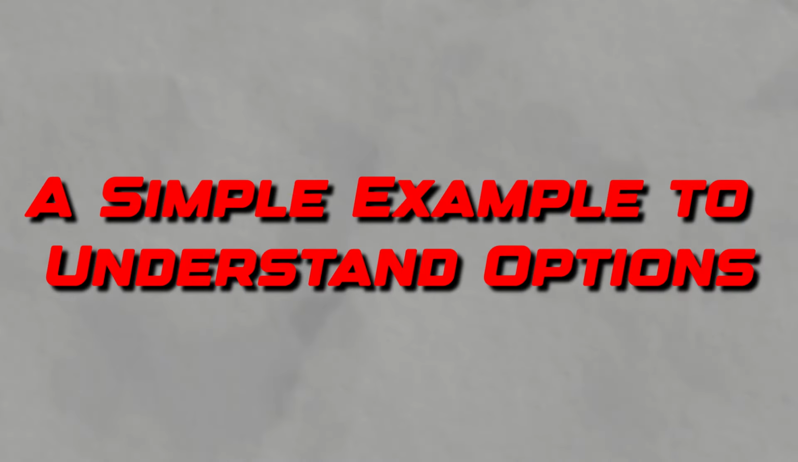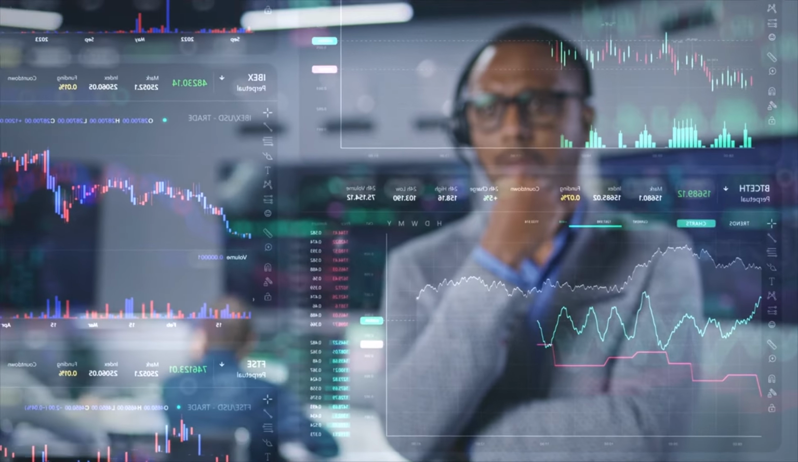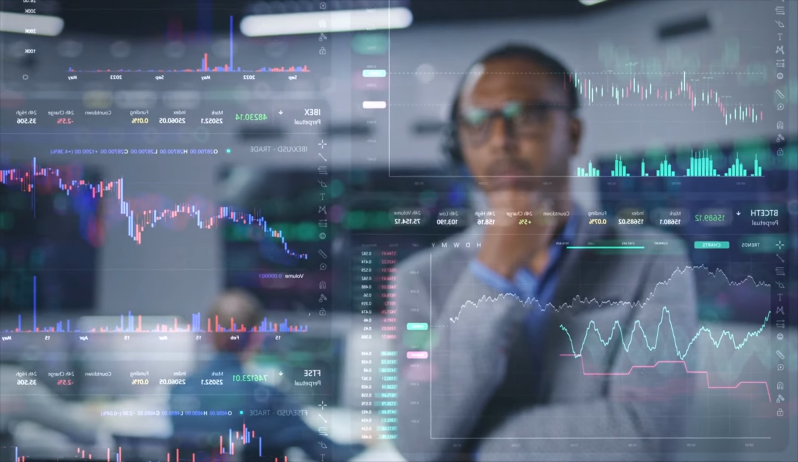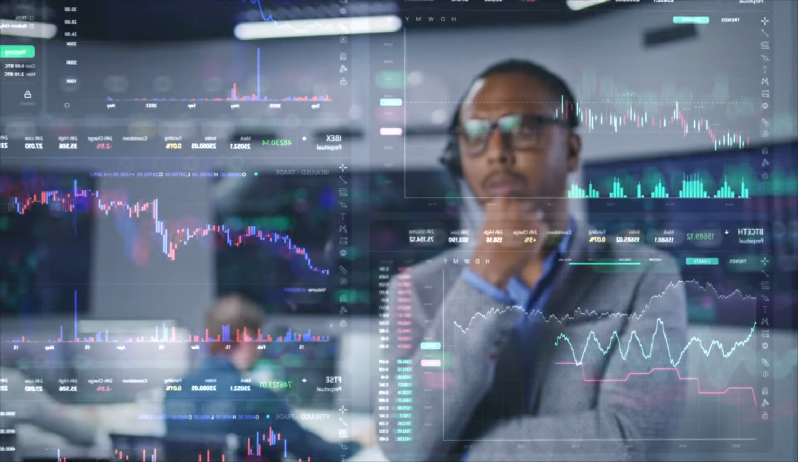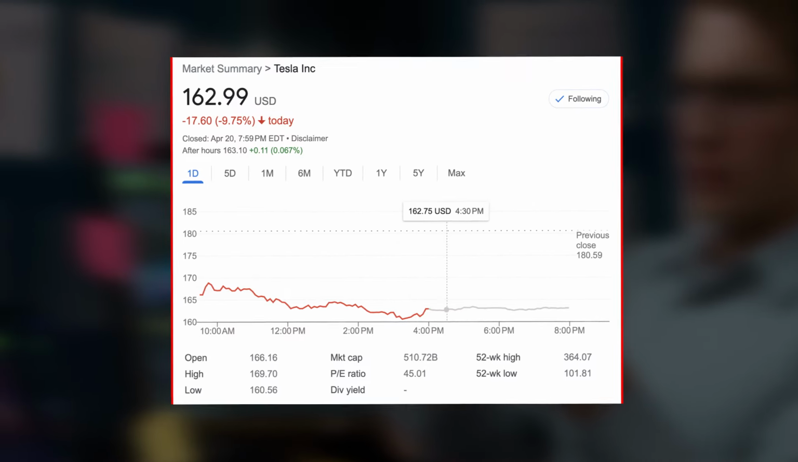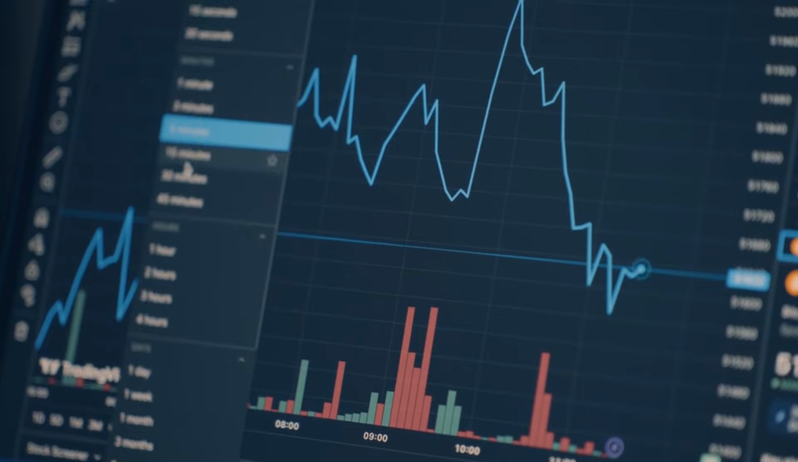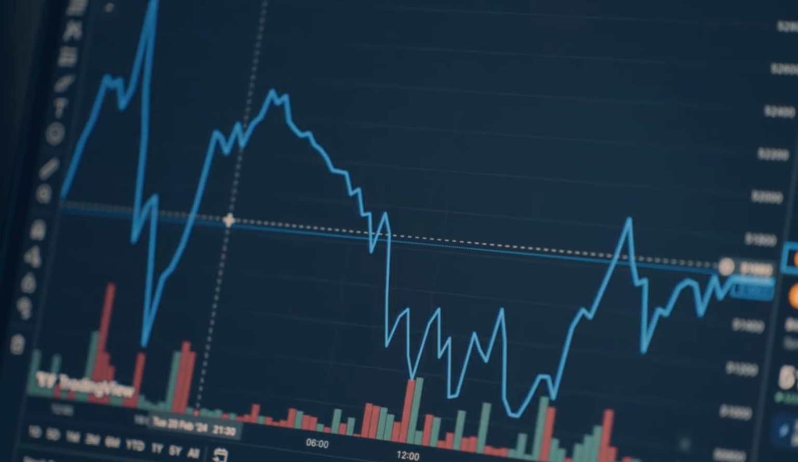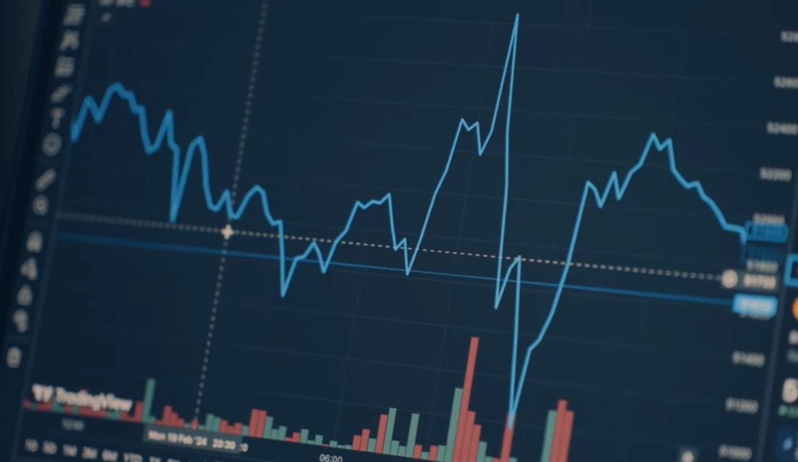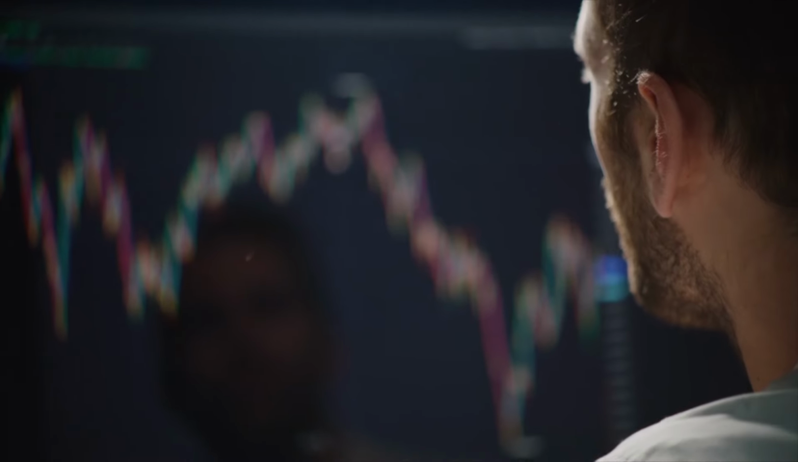A simple example to understand options. Let's break it down further with a simple example. Imagine you're a bull, someone who believes the price of an asset will rise. On Tesla's stock, you enter into a contract with a bear, someone who believes the price of the stock will fall. In this case, the bull buys a call option, giving him the right to buy Tesla's stock at $165 in 3 months.